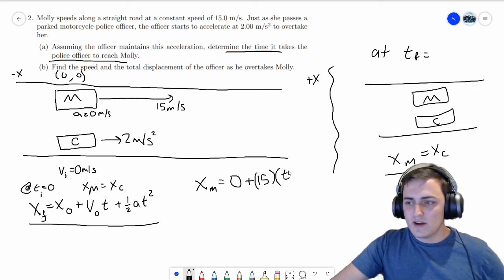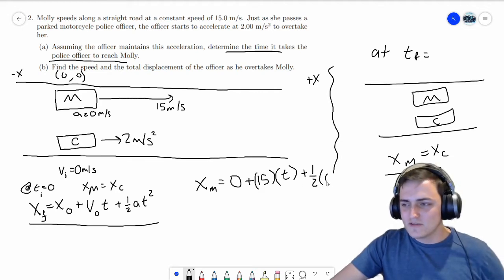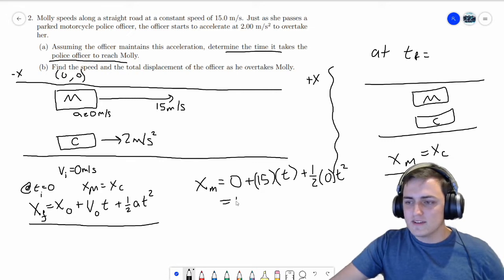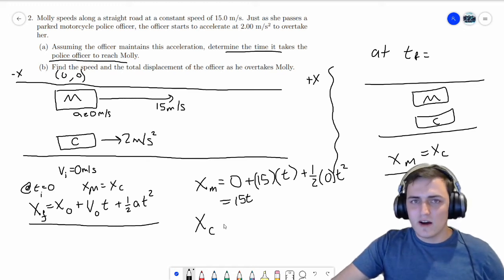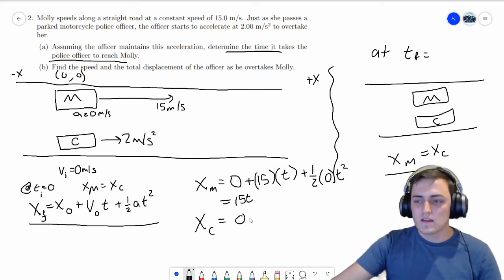And that's multiplied by time. Now we add 1/2 times her acceleration, and Molly has an acceleration of 0 times t squared. And so this simplifies down to just 15t. Now we go on to the position of the cop car. And we see that just like Molly, the position is 0, the initial position.